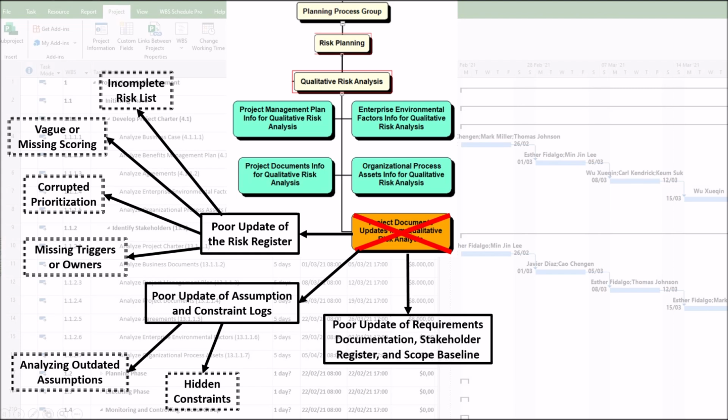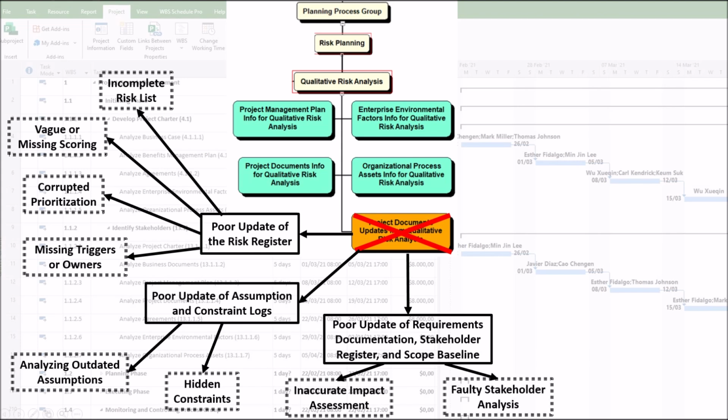3. Poor update of requirements documentation, stakeholder register, and scope baseline. These documents define what the project is and who it is for, essential for assessing impact. First, inaccurate impact assessment. If scope or requirements have changed but documents aren't updated, the perceived impact of a risk, such as a feature delay, will be wrong. A risk impacting an obsolete requirement might be over-prioritized, while a risk to a critical new requirement is under-prioritized.